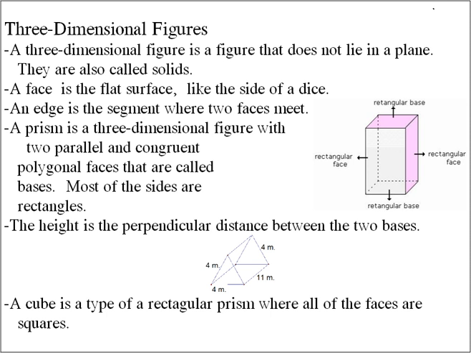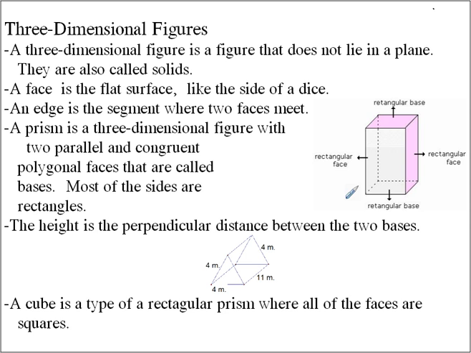Three-dimensional figures. A three-dimensional figure is a figure that does not lie in a plane, also called solids, and you see them all the time. Now, the face of a three-dimensional figure is just one of the sides here. Any of these. A base can also be a face. An edge is these lines where two faces meet. So these lines here, that line there, that line in the back there.